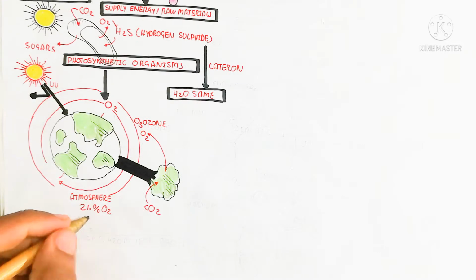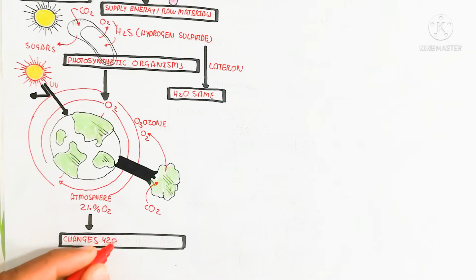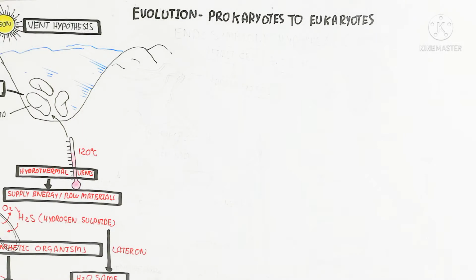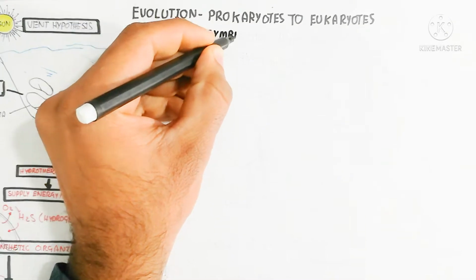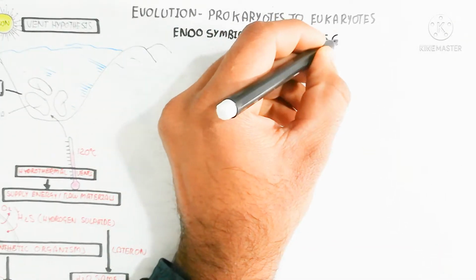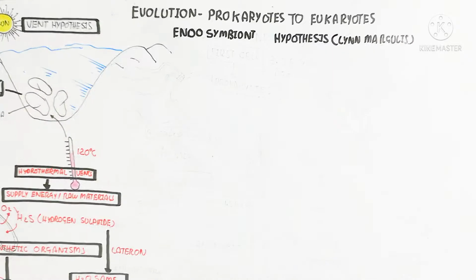So O3 is formed for the filtration of ultraviolet radiation, allowing the creation of new kinds of living organisms and the production of plants for fixation of carbon dioxide and production of more oxygen. So the changes 420 million years ago occurred in this manner. So this was the vent hypothesis.